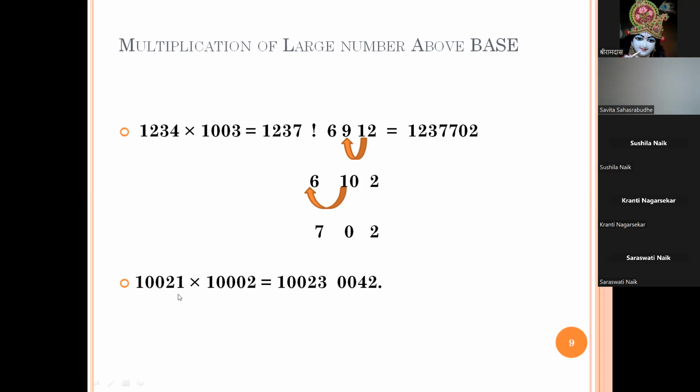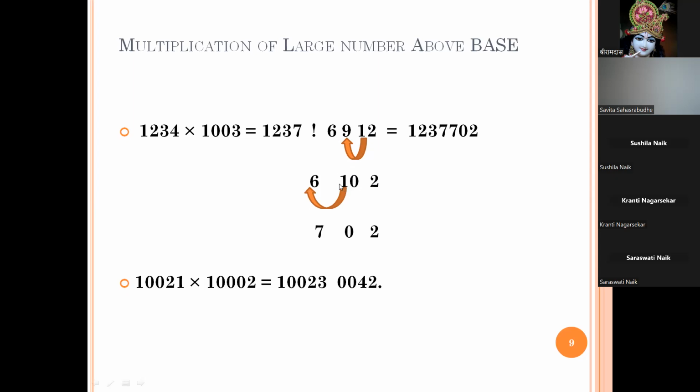Sir, explain the second part again. I got 1237, but how did you get 702? See, we need to adjust. In the last unit position there are 2 digits, and obviously 2 digits is not possible at one place. So we keep 2 as it is and move the 1 into the 9, so 9 plus 1 is 10. Again I got a 2 digit number here. I cannot put 2 digits in the tens place, so I put 0 and move the 1 to the next.